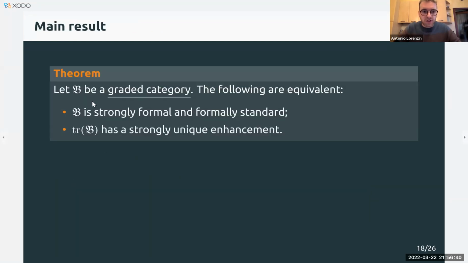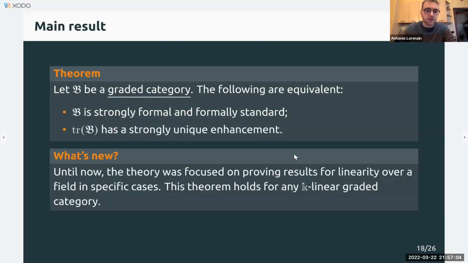So now the theorem I proved is that if we consider B to be a graded category, so a DG category whose differential is 0, then the following are equivalent. B is strongly formal and formally standard if and only if the triangulated category associated to B has a strongly unique enhancement. What's new about this result is that the theory was focused on proving results for linearity over a field and in very specific cases. But this theorem holds for any K-linear graded category, and K, I would like to remind you, is just any commutative ring. So if you think about Z, you have just graded categories.